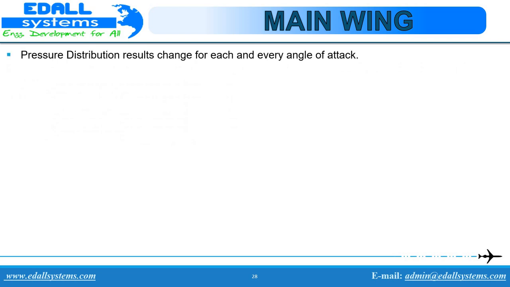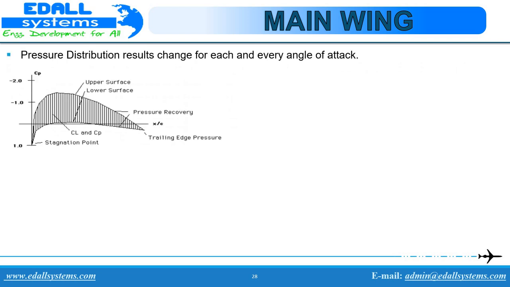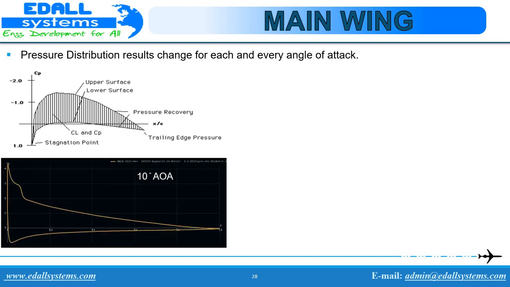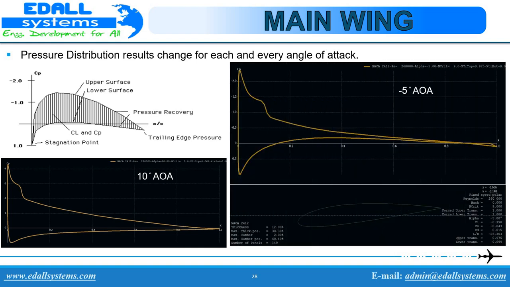Pressure distribution results change for each and every angle of attack. As the airflow velocity increases along the surface of the wing, the pressure along the surface of the wing decreases. Similarly, an increase in angle of attack will increase the separation between the airfoil's upper and lower surface coefficients of pressure. In the same way that an aeroplane gets more lift as it increases its angle of attack, the NACA 2412 airfoil receives drastically more pressure loss as the angle of attack increases, producing a strong lifting force.